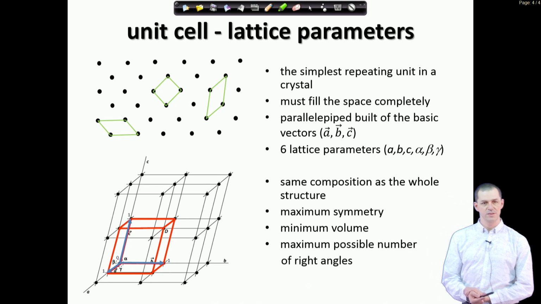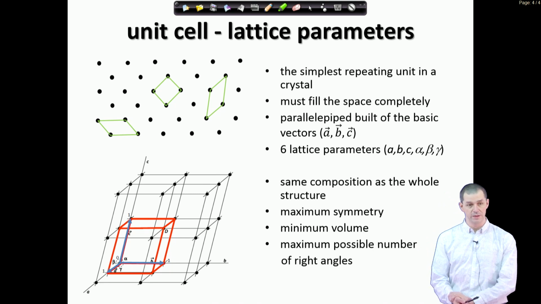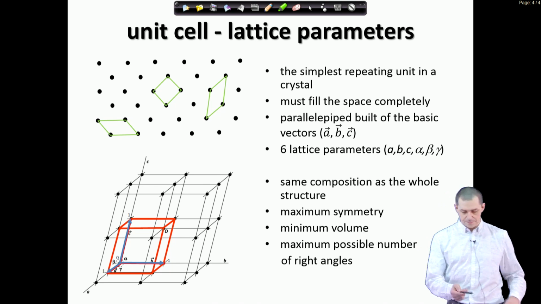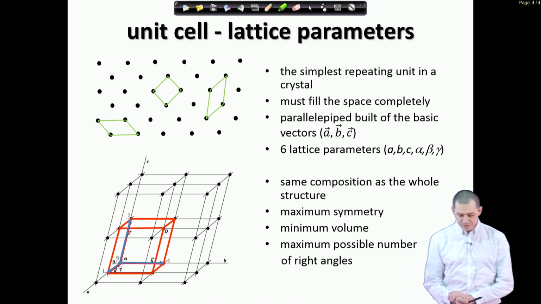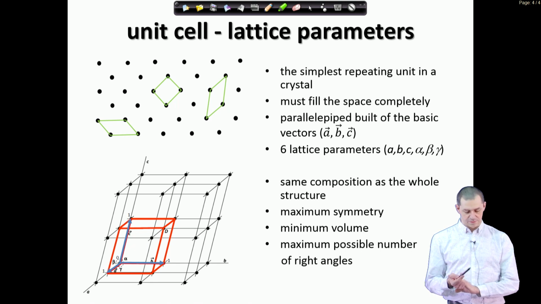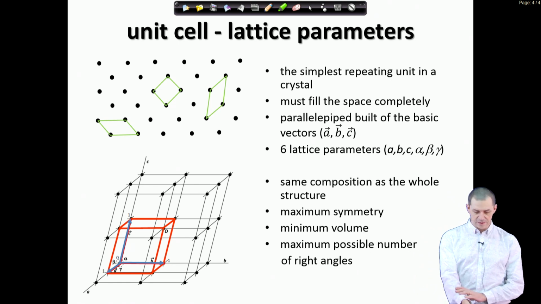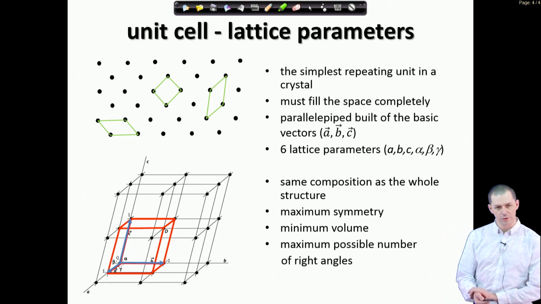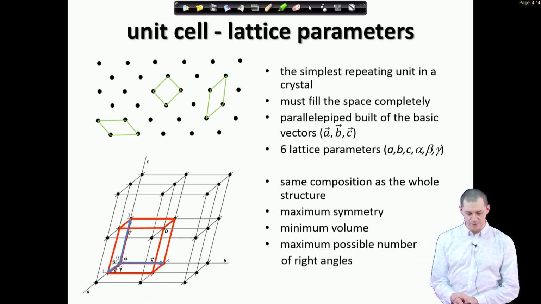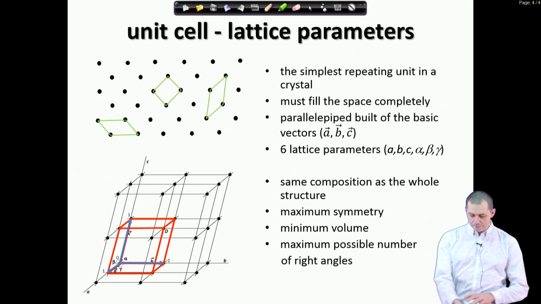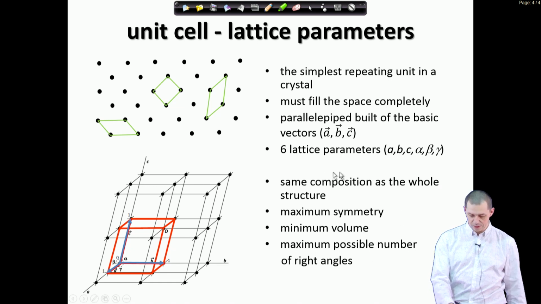A unit cell can be selected in many ways, in an infinite number of ways, but it has to be a parallelepiped, and it has to fulfill certain conditions. The first condition is that all lattice points must be located in the corners of the unit cell, except for the centered unit cells, to which we come later. But the key rules are written here.